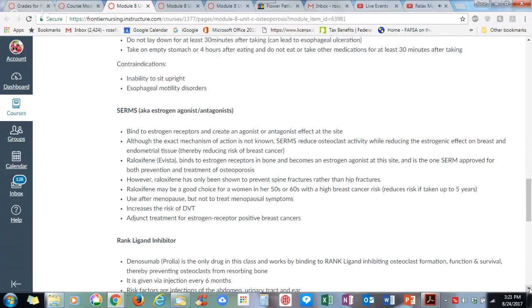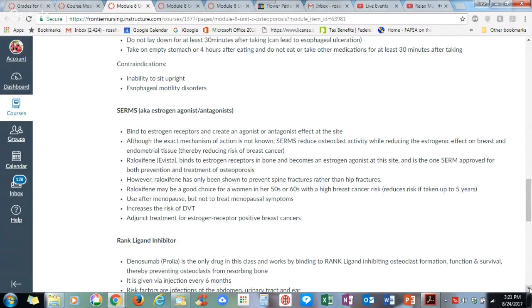SERMs, such as estrogen agonists/antagonists, bind to estrogen receptors and create an agonist or antagonist effect at the site. Although the exact mechanism of action is not known, SERMs reduce osteoclast activity while reducing the estrogenic effect on breast and endometrial tissue, thereby reducing breast cancer.